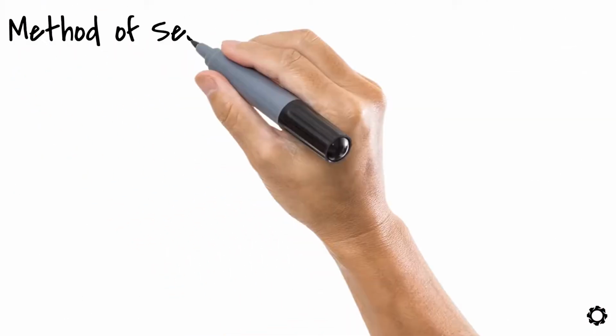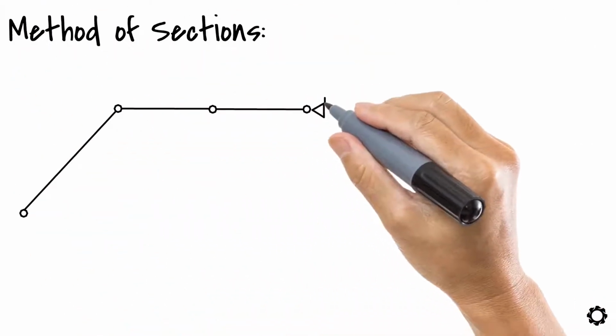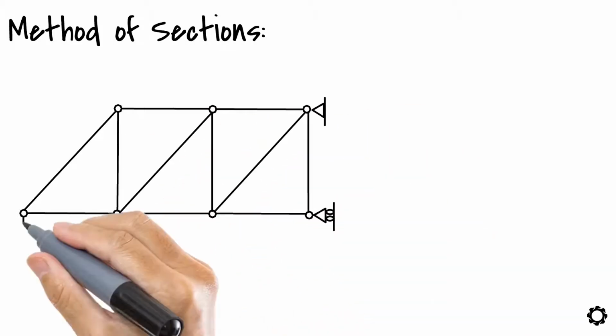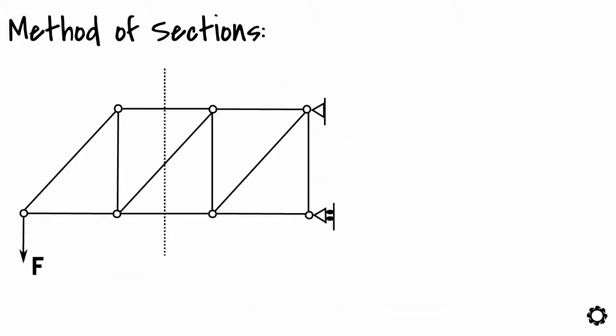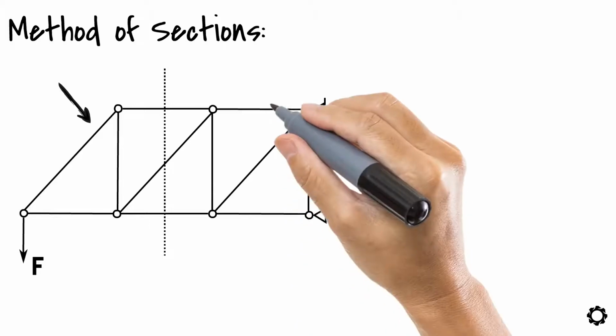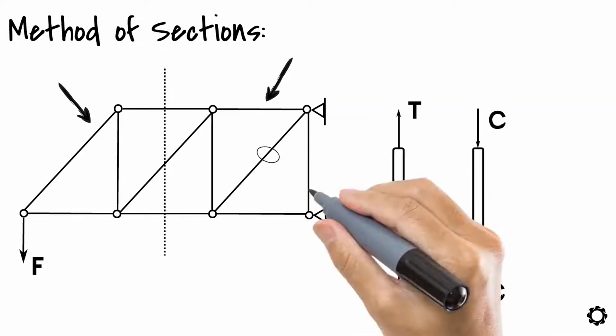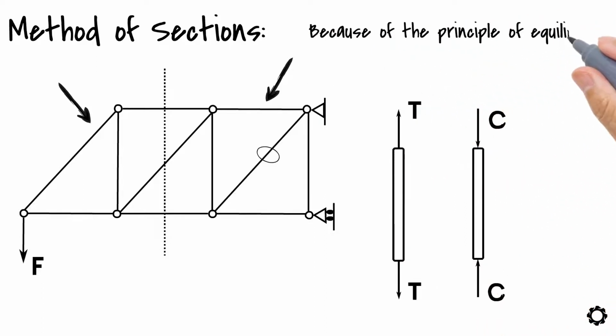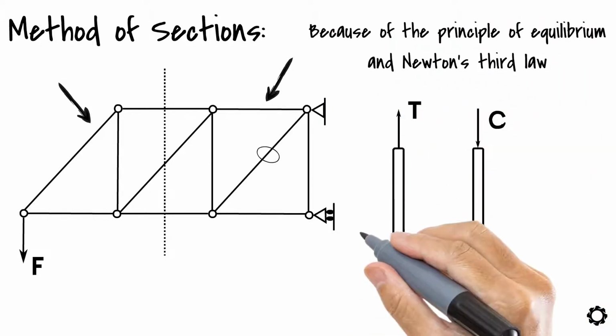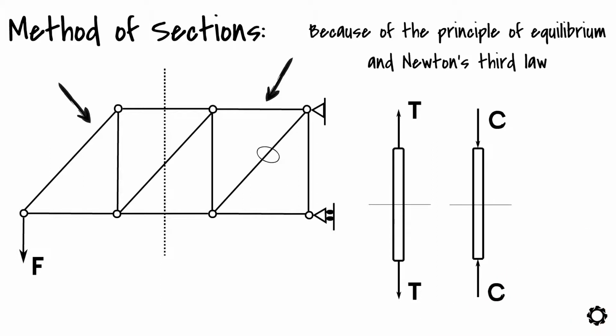In the method of sections, the investigated truss is divided into two parts by an imaginary cut from an arbitrary point on the truss. This leads us to have two investigated sections of the truss in which the members are either in tension or in compression. And because of the principle of equilibrium and Newton's third law, the internal forces in the cut members of a truss will also be tensional and compressive forces.